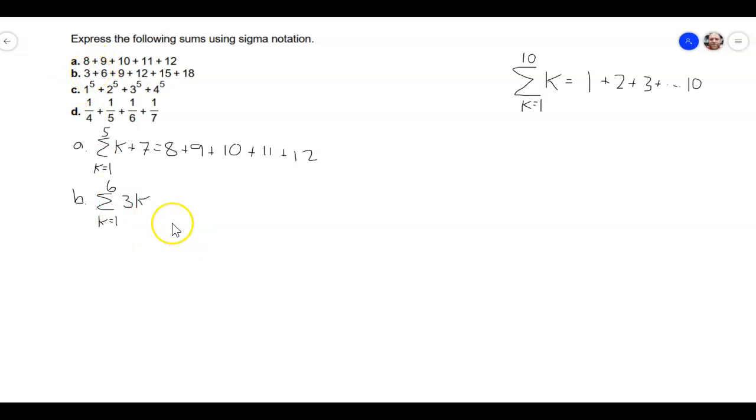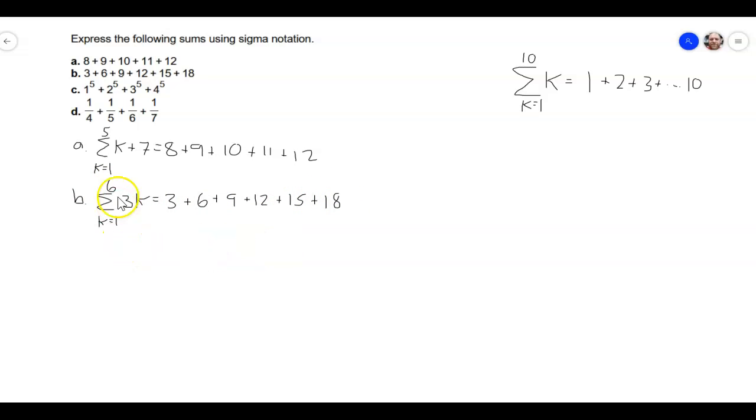My second value will be 3 plus, and then the next value will be 2 times 3, which is 6, and that's exactly what I needed there, right? 9 plus 12 plus 15 plus, and then finally the last one is 6 times 3, which is 18. So that works out great for us.